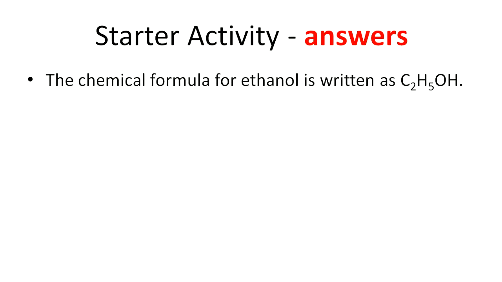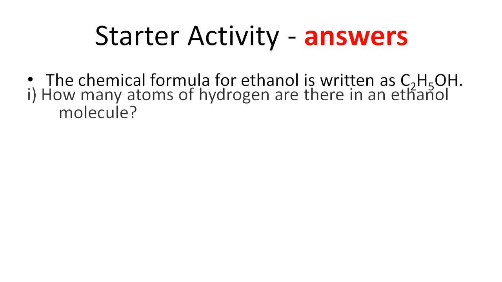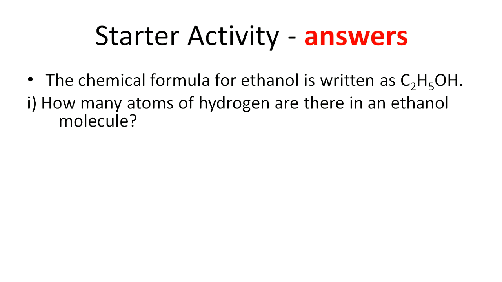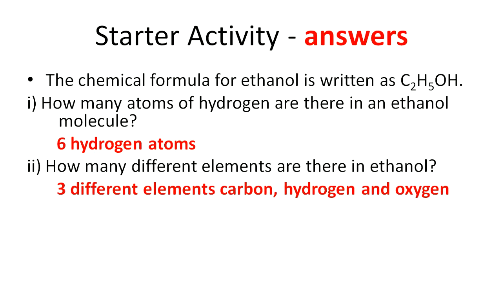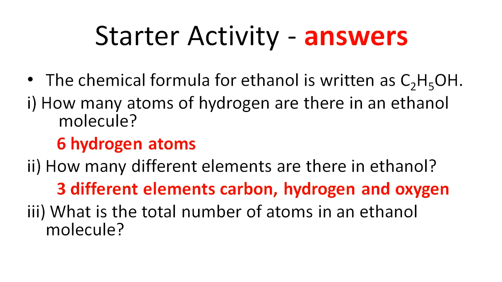Now let's go over the answers. The question was, the chemical formula for ethanol is written as C2H5OH. How many atoms of hydrogen are there in an ethanol molecule? And the answer is 6 hydrogen atoms. Question 2. How many different elements are there in ethanol? And the answer is 3 different elements, and they are carbon, hydrogen, and oxygen. Question 3. What is the total number of atoms in an ethanol molecule? And the answer is 9 atoms.